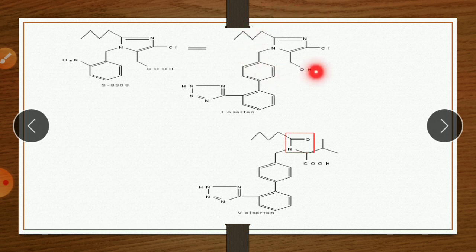Similarly, losartan is an imidazole derivative. Another example of this category is valsartan. Here there is no imidazole ring. So it is the first non-imidazole antagonist, and it is more potent than losartan. The amide carbonyl group of valsartan is isosteric with the imidazole nitrogen of losartan. So this part of valsartan is isosteric with the imidazole ring of losartan.